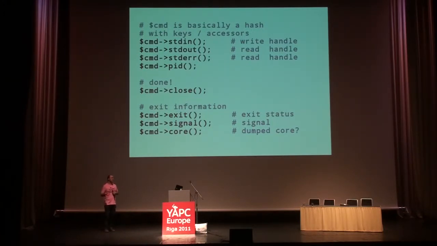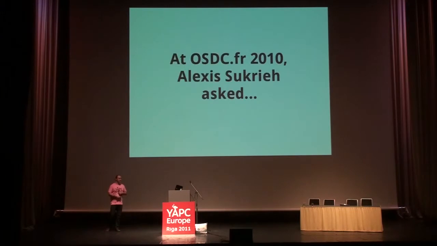The other ones are the output and error of that Git command, and the PID of the sub-process. When you're done talking to that process, you can close everything, and once the forked command is dead, you can get some information about the exit status, the signal, the call, and so on. And I guess this is the third time I gave this presentation, and of course it has changed in between.